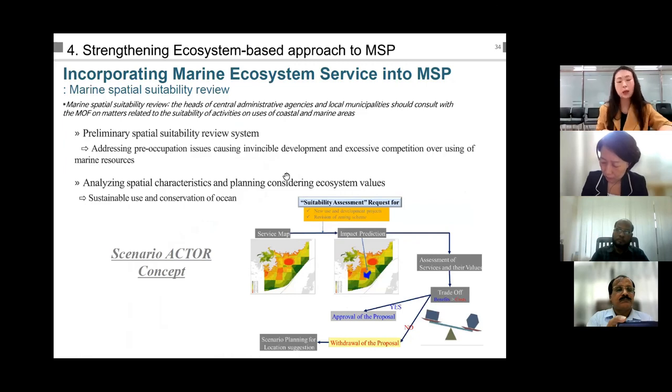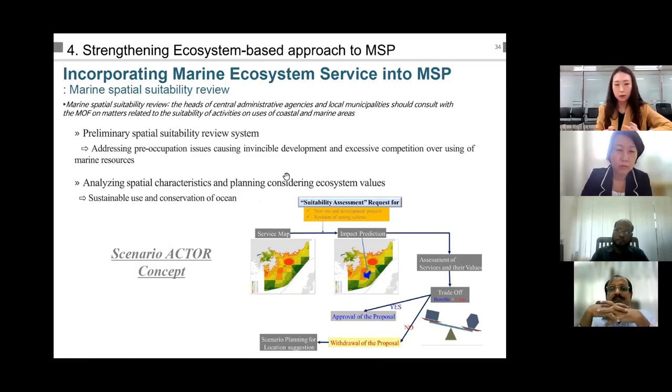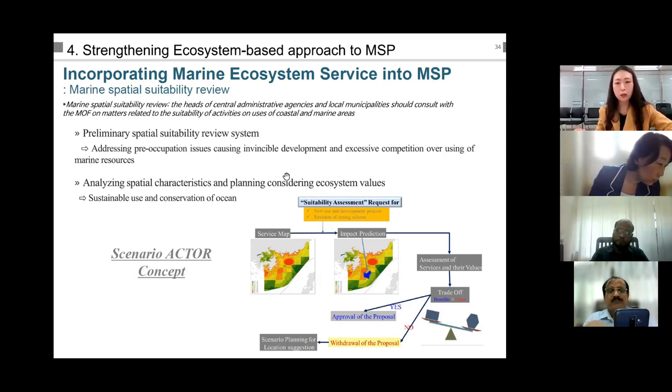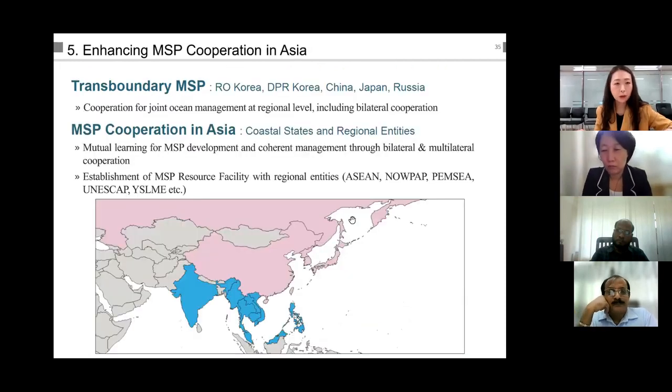The next one is how we are going to strengthen the ecosystem-based approach to MSP. At the moment, under the current MSP scheme or framework, we provide information to check the current status of the MSP. However, ecosystem service is not fully reflected in MSP. Of course, at our institute, the Korea Maritime Institute, we have projects and tasks related to how to reflect ecosystem service into MSP. But we need to have an institutional basis so that we can systematically reflect ecosystem services when we develop MSP.